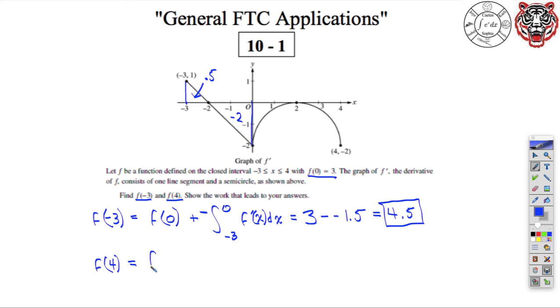F of 4 equals f of 0, plus the integral from 0 to 4 of f prime of x dx. Perfect. Now we just need to find all these things. All right, so we know our start from our previous problem. Start is always 3. And then the integral between 0 and 4. So now we need to find all of that area here. So this shaded area right here. Anyone have an idea for how to find that?